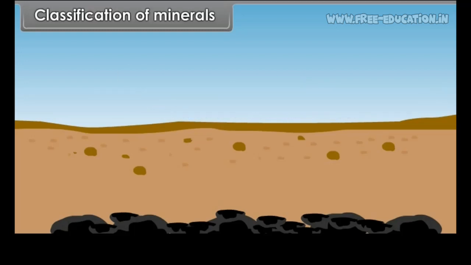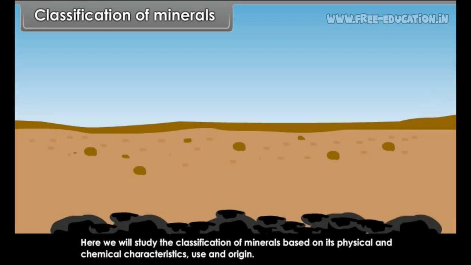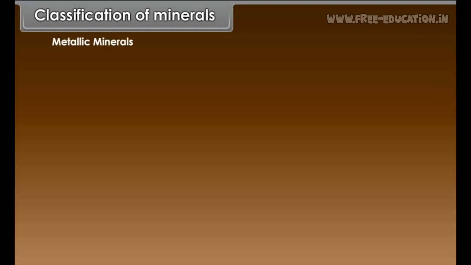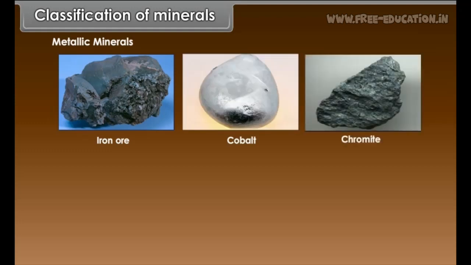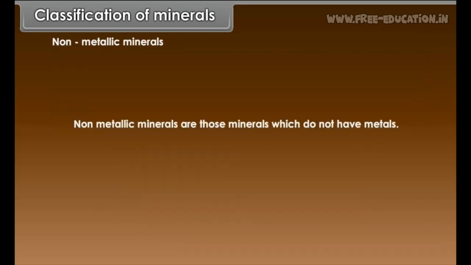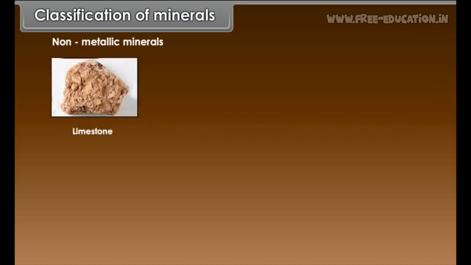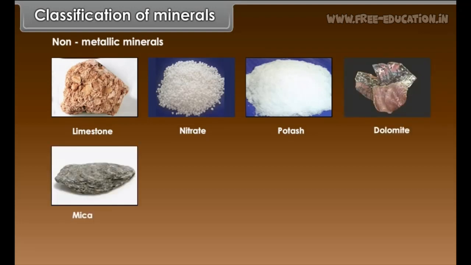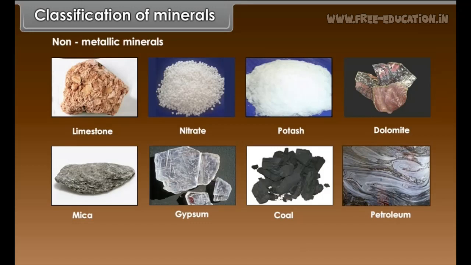Classification of minerals. Here we will study the classification of minerals based on its physical and chemical characteristics, use and origin. They are metallic and non-metallic minerals. Metallic minerals are those minerals which have metals. Example, iron ore, cobalt, chromite, gold, silver, etc. Non-metallic minerals are those minerals which do not have metals. Example, limestone, nitrate, potash, dolomite, mica, gypsum, coal, petroleum, etc.